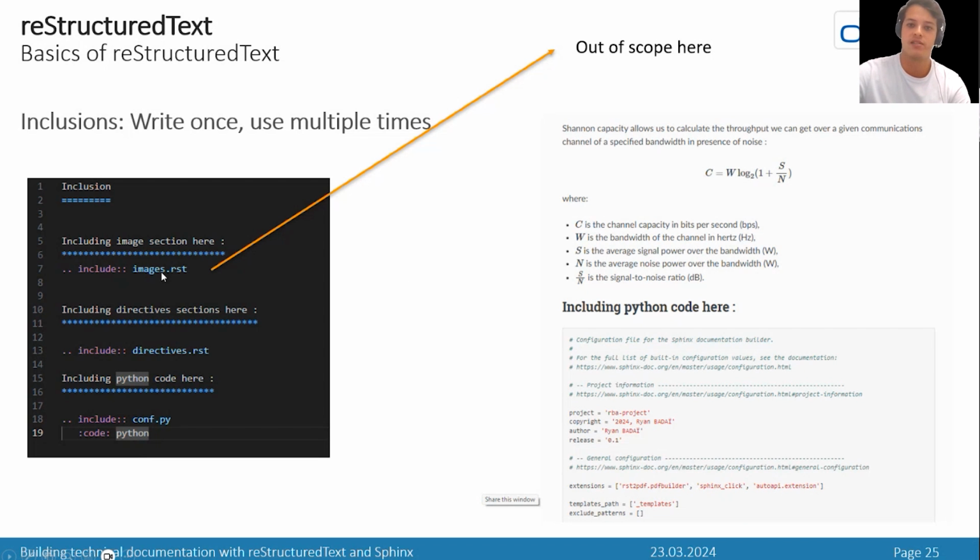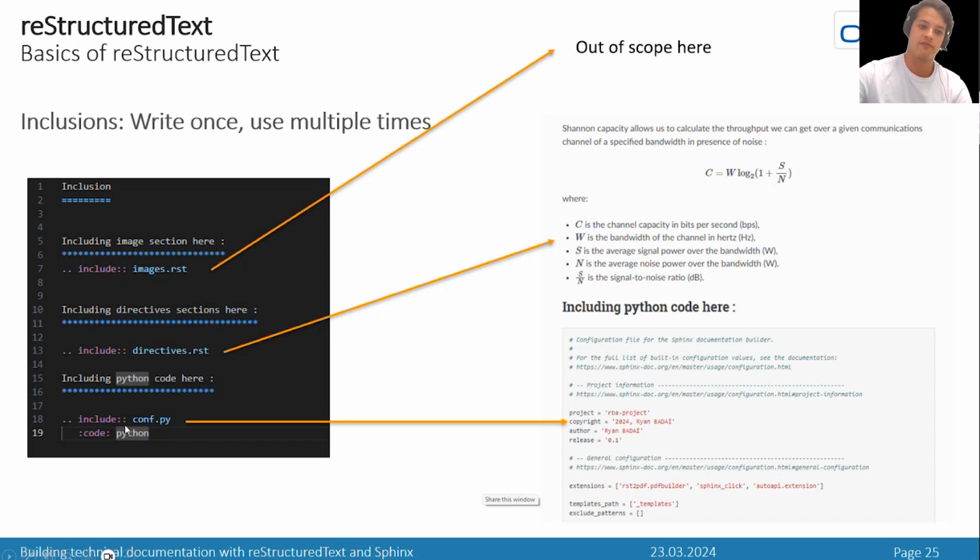So the first one is out of scope. Unfortunately, I don't have enough space to show it. Then the directives are shown here. And finally, the conf.py file is just displayed here. As you notice, conf.py is not an RST file. Actually, I can include whatever I want in my RST documentation.